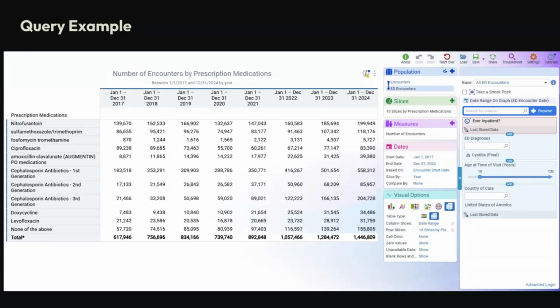I just labeled it cystitis, but it's a group of ICD-10 codes, the age, so 18 plus, so adults, in the United States, and then who were never admitted. So that's your kind of your population.